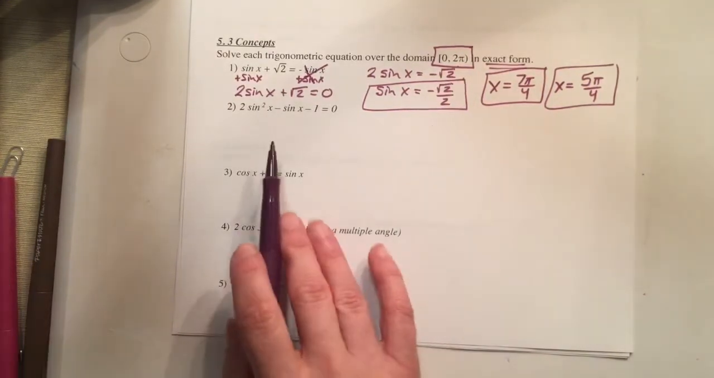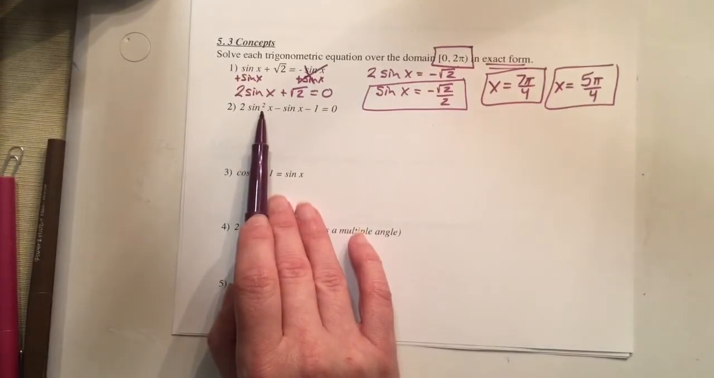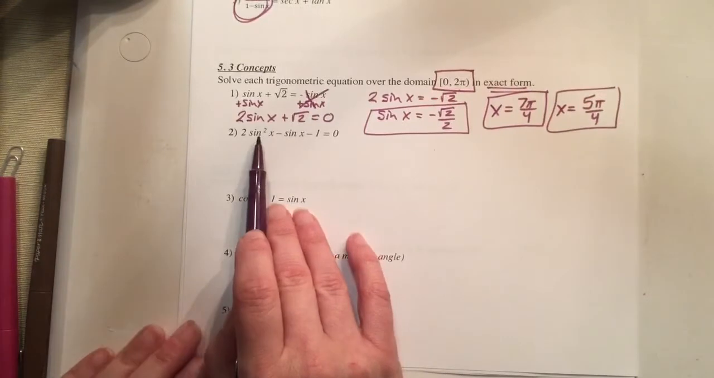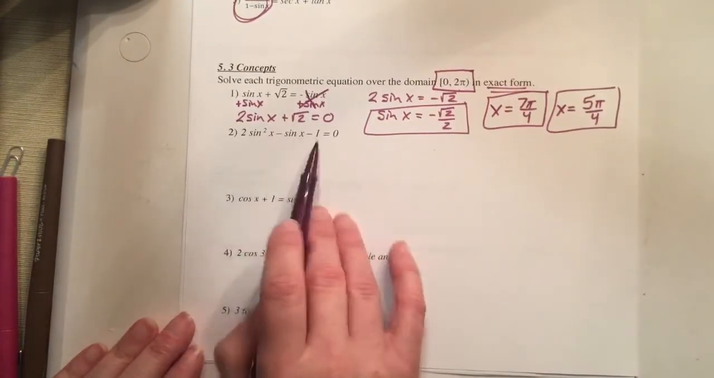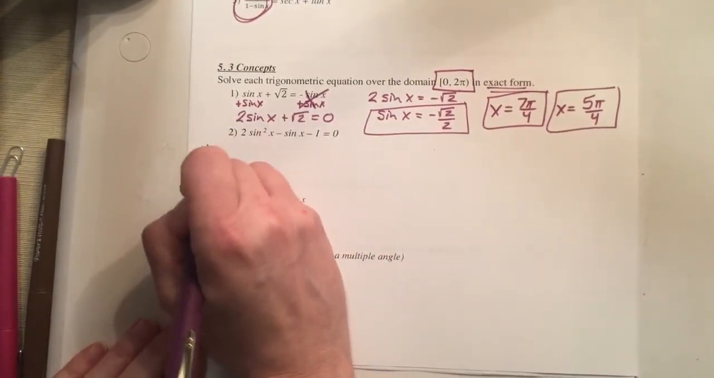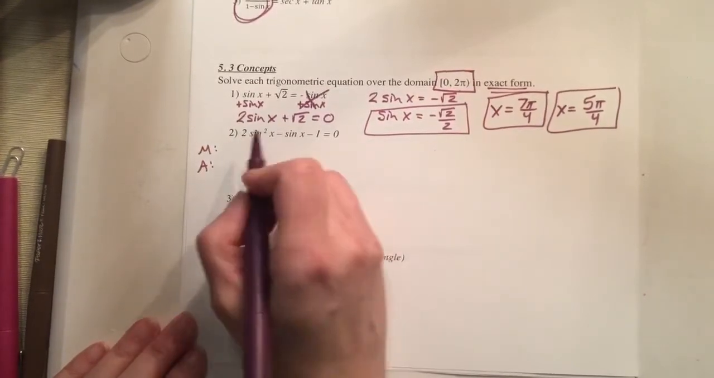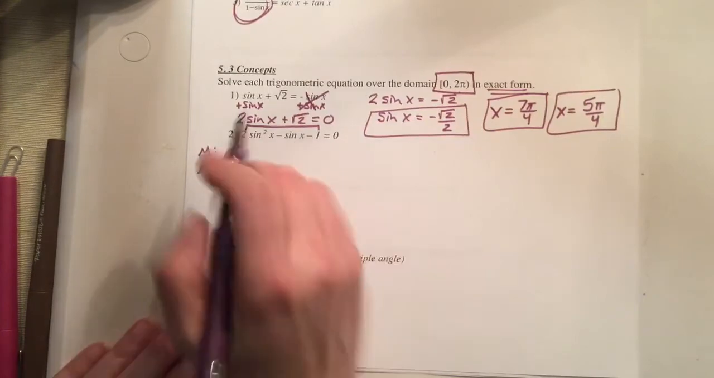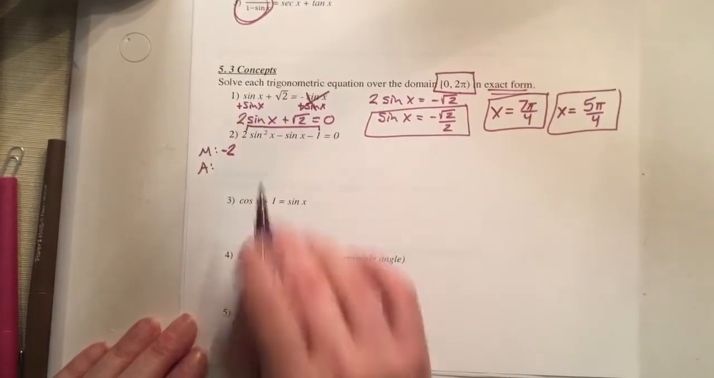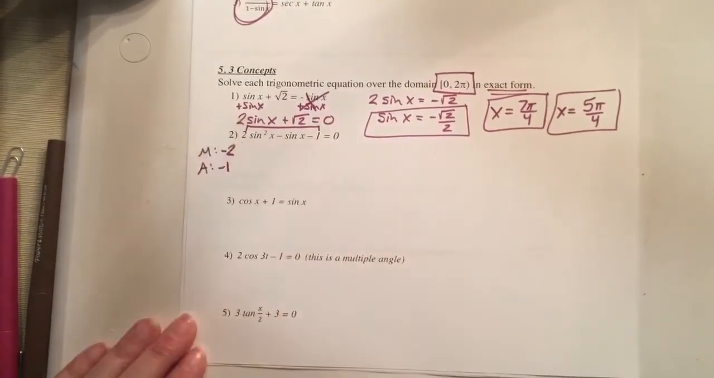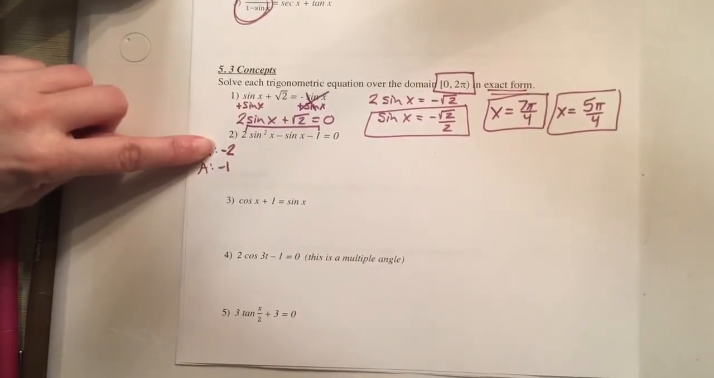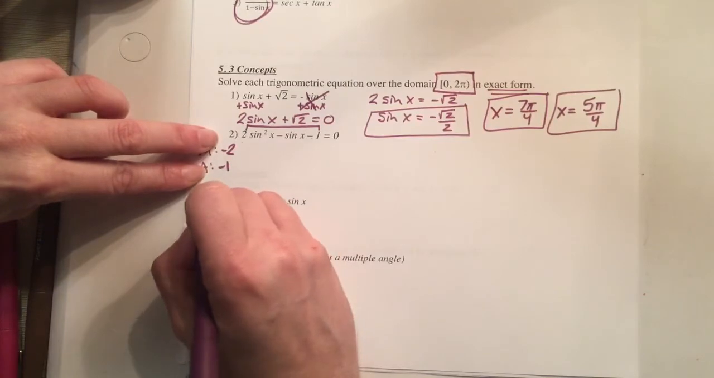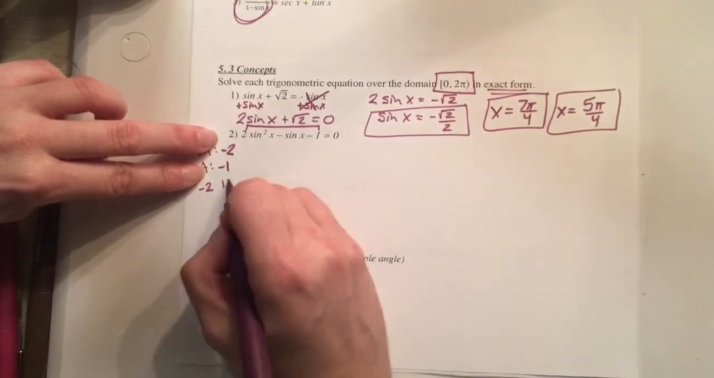Okay, the next one. If you see a power of 2, chances are you're going to have to factor, okay? So I do have just sine functions. There's 1, 2, 3 terms, so this is the multiply-add method. There is a number in the front, so first term times last term. 2 times negative 1 is negative 2. Middle is negative 1, so I have to find 2 numbers that multiply to negative 2 and add to negative 1. So that's negative 2, positive 1.